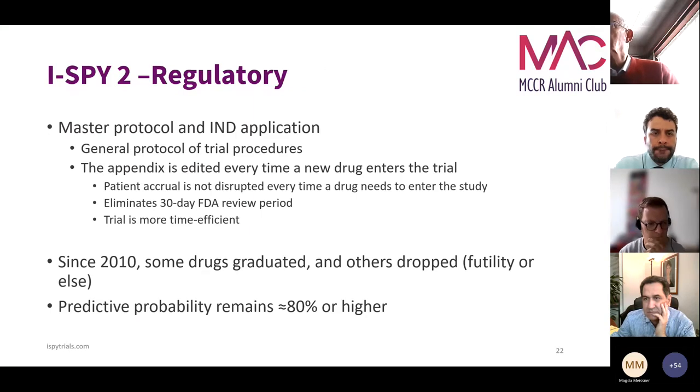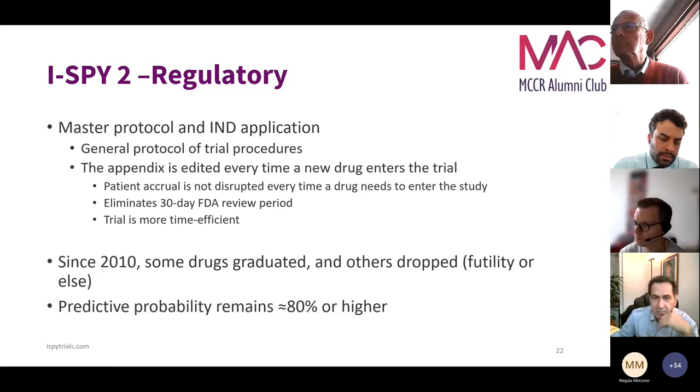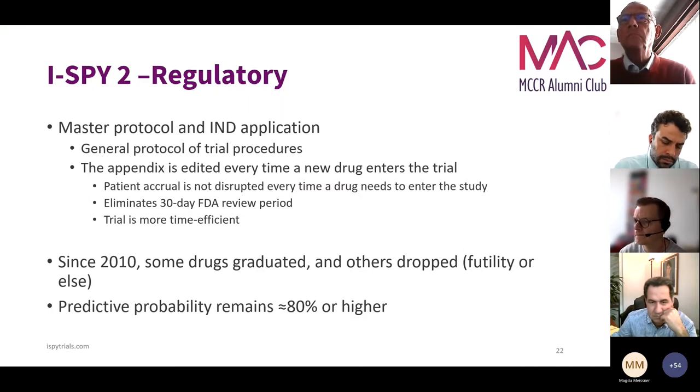In the regulatory arena, as I mentioned, the master protocol has been very helpful for this study because they have a general protocol of trial procedures, same with the IND application, and then they only edit the appendix every time a new drug enters a trial. That way, they don't have to stop or disrupt patient accrual, and they don't have to wait for the 30-day FDA review period for the trial, and then the trial is more time efficient. So since 2010, when they started the trial, some drugs have already graduated, some dropped, and yet, across the study, the predicted probability which makes a drug graduate remains 85% or higher.